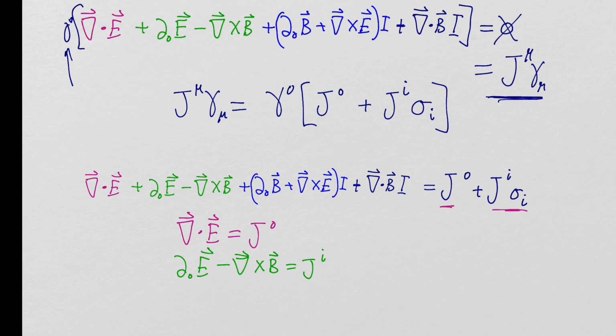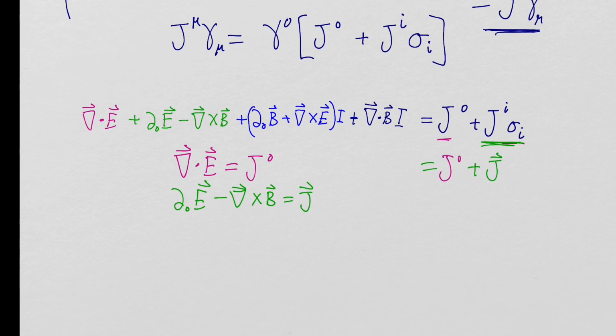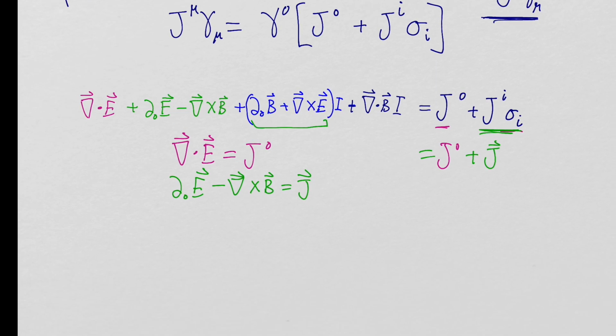Well, I guess I should write that a little more. This wouldn't be Ji, it would just be J, the 3 vector, right? Because this is actually equal to the red part being the scalar, J0, and then the green part plus J, the vector piece, right? And then these two actually remain the same, right?